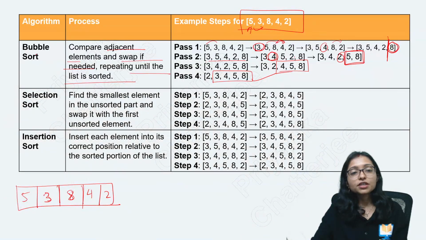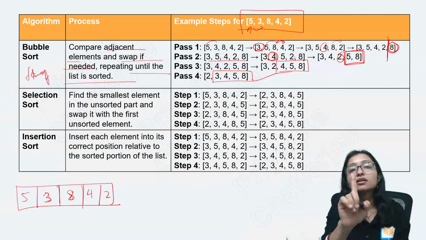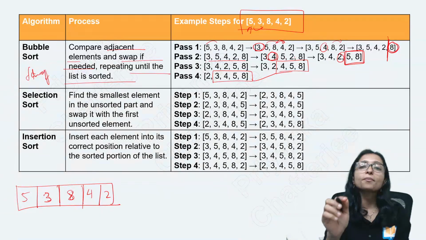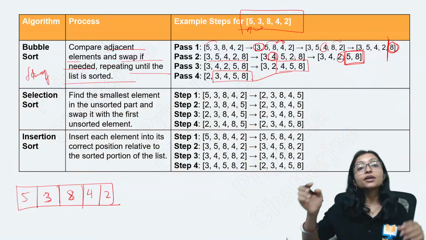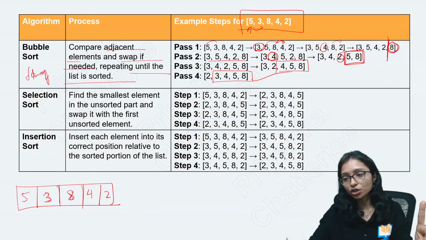For the optimized version we are using a flag. By using that flag you are checking whether in the first pass at least one swapping is done. If there is no swapping, then you will stop there only. That is the optimized version, and by using the flag only it will come in order of n, otherwise not.